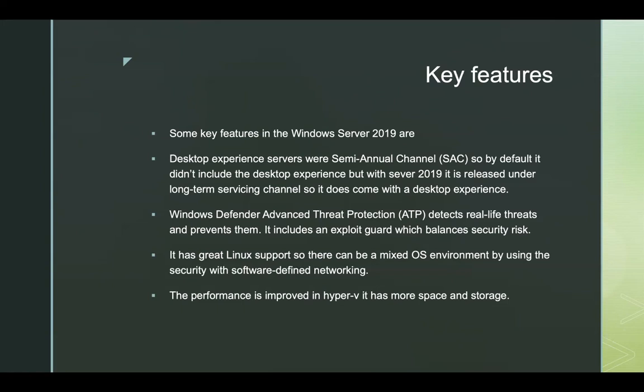The next one is Windows Defender Advanced Threat Protection, which detects real-life threats and prevents them from happening. And under the Windows Advanced Threat Protection, they work together, is the Exploit Guard, which balances security risk.